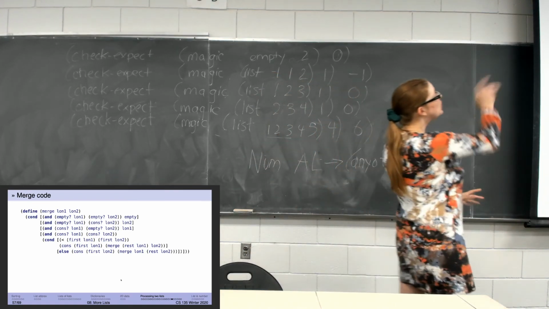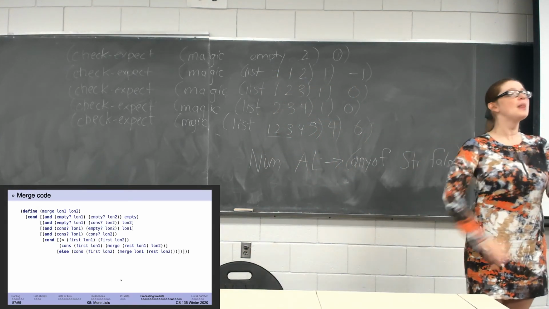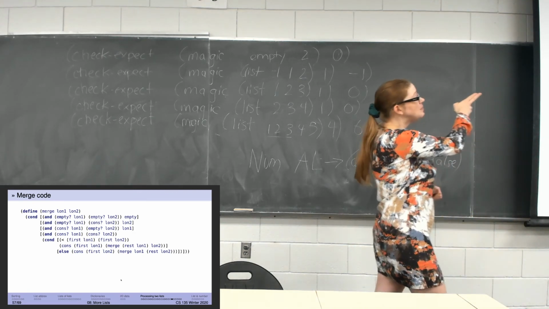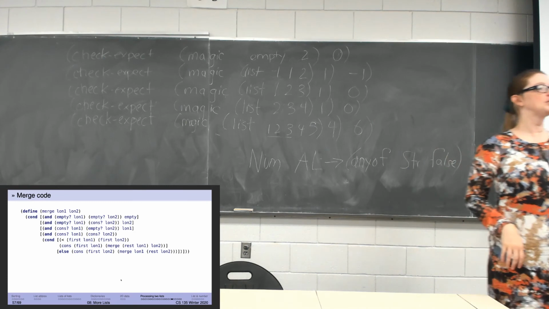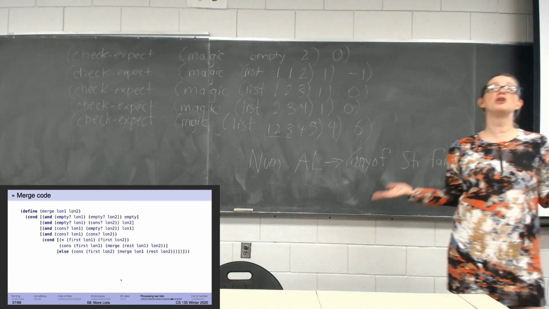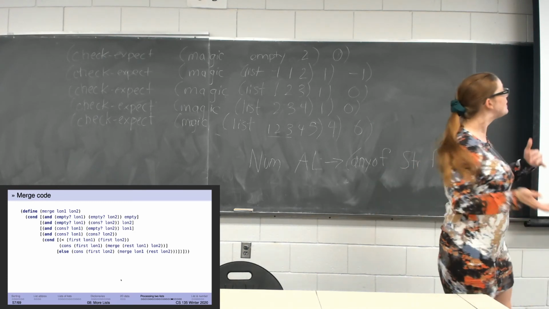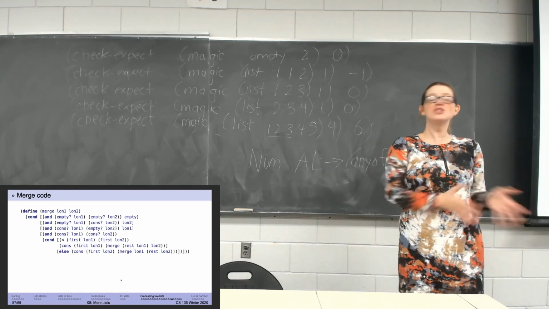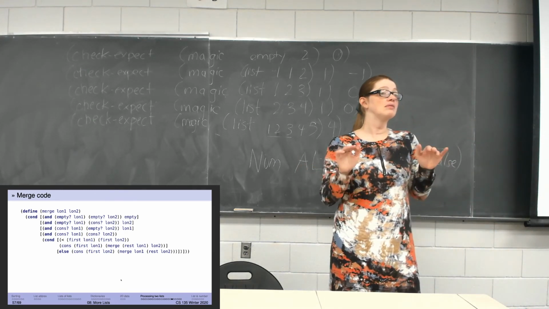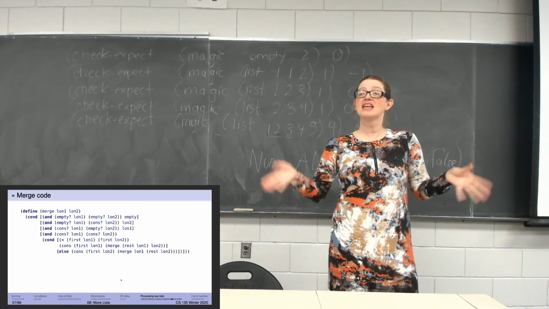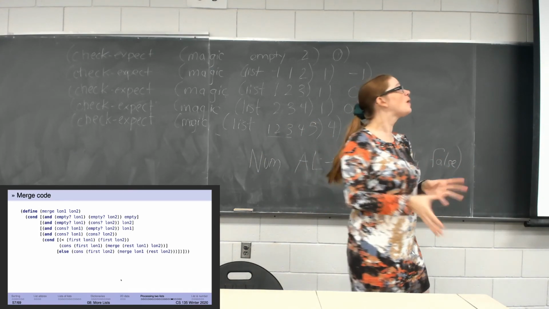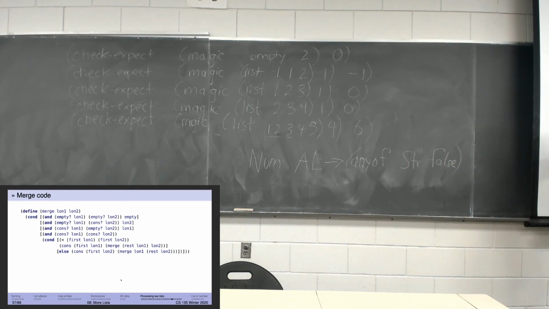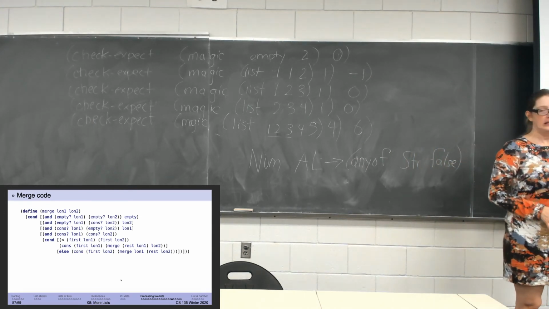So if both lists are empty, we produce empty. There's no questions there. If, however, the first list is empty and not the second one, we just produce the second one because we don't have to merge anything. And likewise, if the first list is not empty but the second one is, then we just produce the first list because we don't need to merge anything. That's the very simple base cases. What about the cases where they're not empty? And yes, it's hideous. It has a nested cond in it.